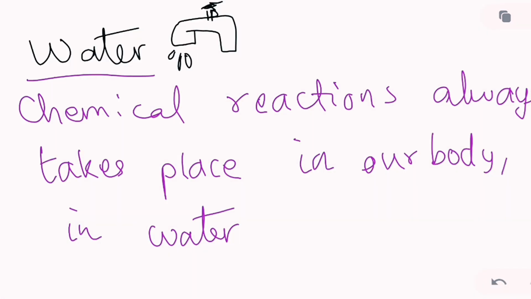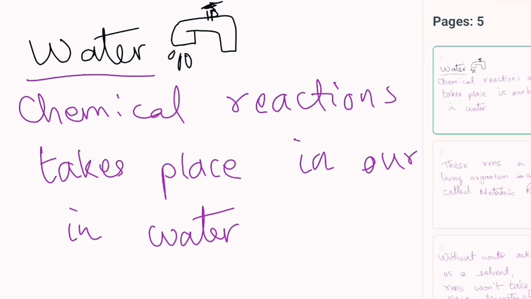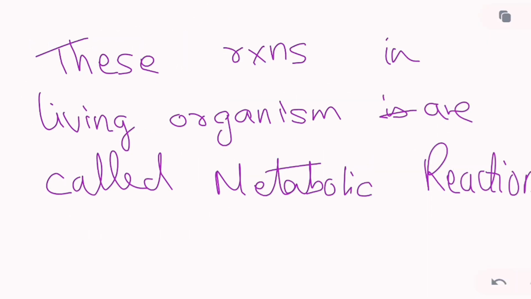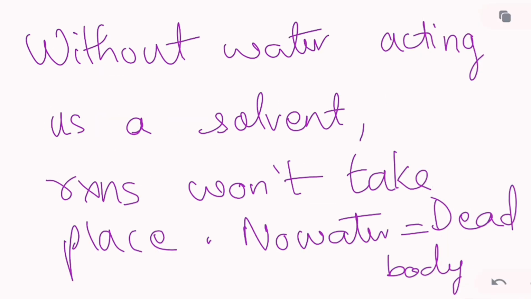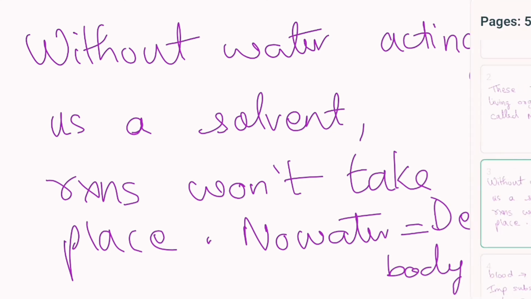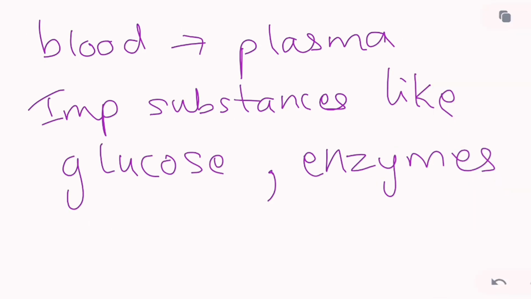So we're going to talk about water now. It's part of the chapter. Chemical reactions always take place in our body, and especially in water. These reactions that happen in living organisms are called metabolic reactions. Without water acting as a solvent, reactions won't take place. So we need water for that, and if there's no water, we are a dead body.